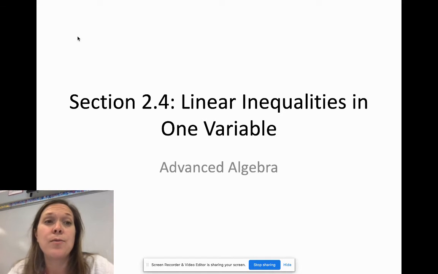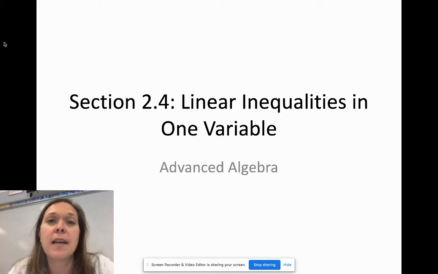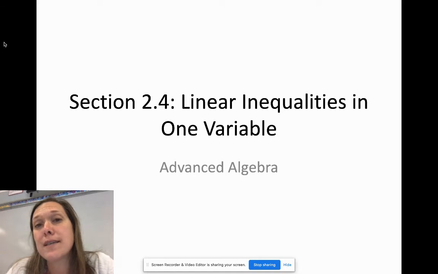We are now getting to the second half of chapter 2. The first half deals with equations and our answers being considered solution sets, so all of our answers were in set notation. The second half of chapter 2 deals with inequalities, so linear inequalities in one variable. And we've been used to representing our inequalities in normal form, x greater than 5 or x less than 5.